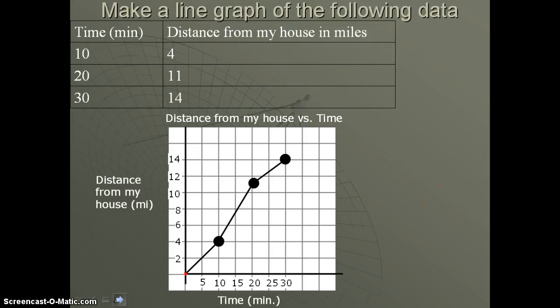So again, we want a line graph for this because we want to see how it changes from point to point. So from 0 to 10 minutes, I was able to go a certain distance, and then from 10 to 20 minutes, I was able to go a bit further, and then it looks like I slowed down again from 20 to 30 minutes.